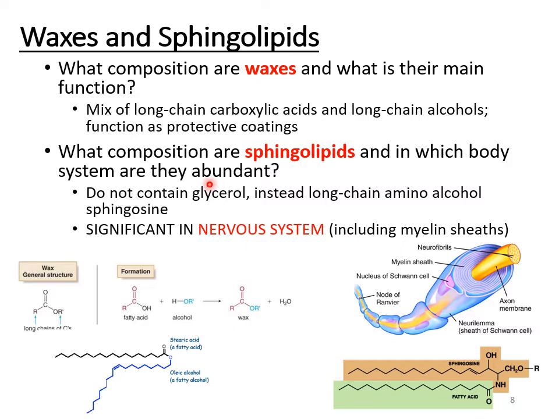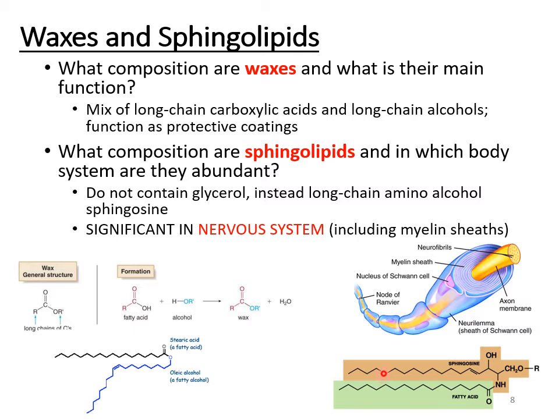Now, the other one to mention on this side are the sphingolipids. And unlike some of the other lipids that we were just talking about, there's no glycerol in the sphingolipids. Instead, now you're going to see with the fatty acid chain, you have what's called sphingosine.